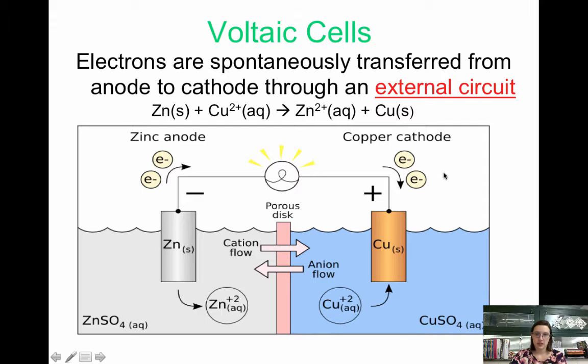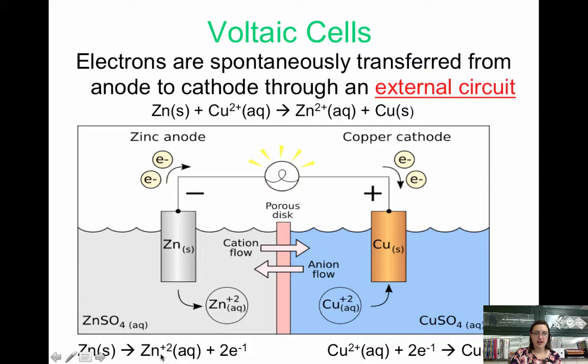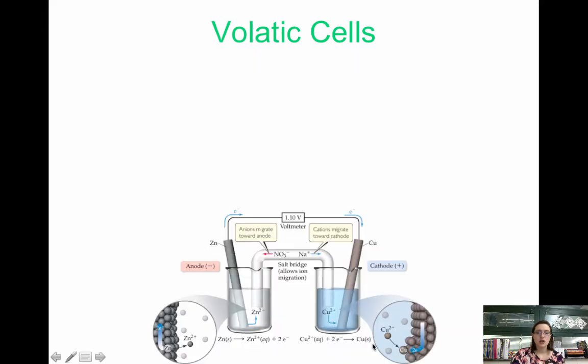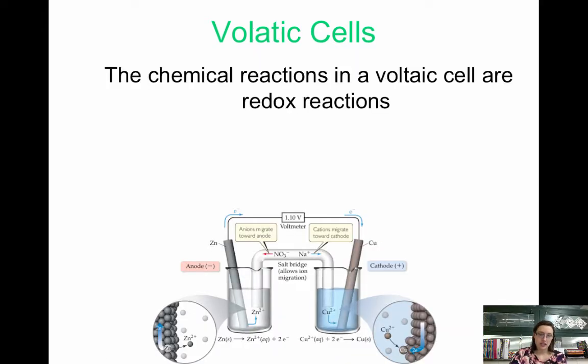So here is a picture of a voltaic cell, and we're going to break this down so that you know how to make your own voltaic cell. When these electrons are transferred from the anode to the cathode, energy is released. This energy is what we can use to make electricity, and that's why this light bulb lights up. As the electrons flow through this wire, that is electric current. Electrons flowing through a wire create an electric current. And here we have half reactions happening, right? We have zinc oxidizing, and we have copper 2+ being reduced. So in a voltaic cell, the chemical reactions are redox reactions.